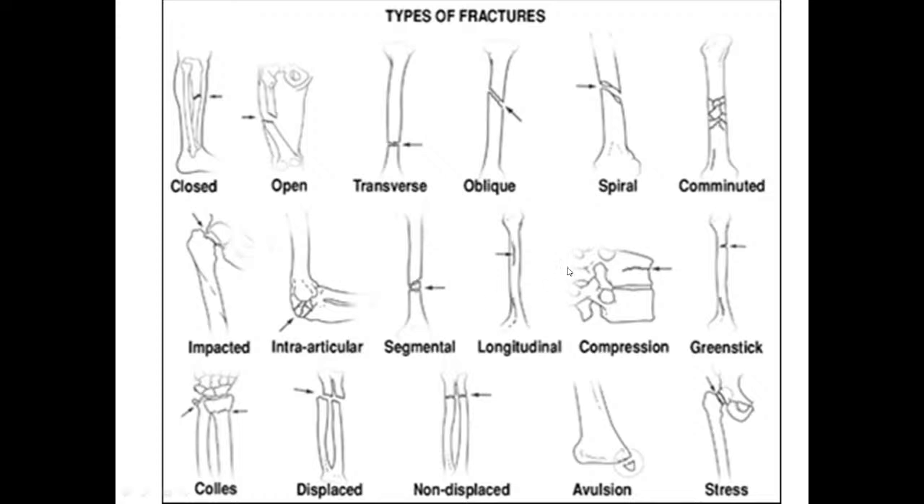Next type of line, segmental line, when the patient has a segment, one fragment of the bone. Here, longitudinal line. Longitudinal is when the break line runs along the axis of the bone. Compression bone fractures, very often vertebra compression fractures, when the fragments of the bone press to each other.